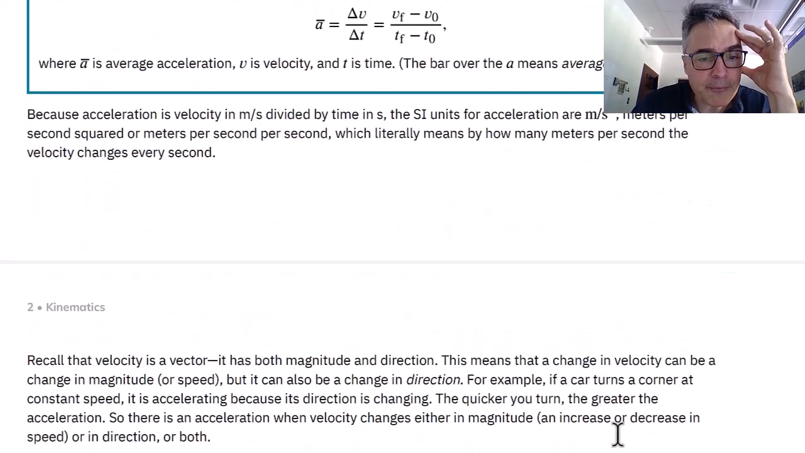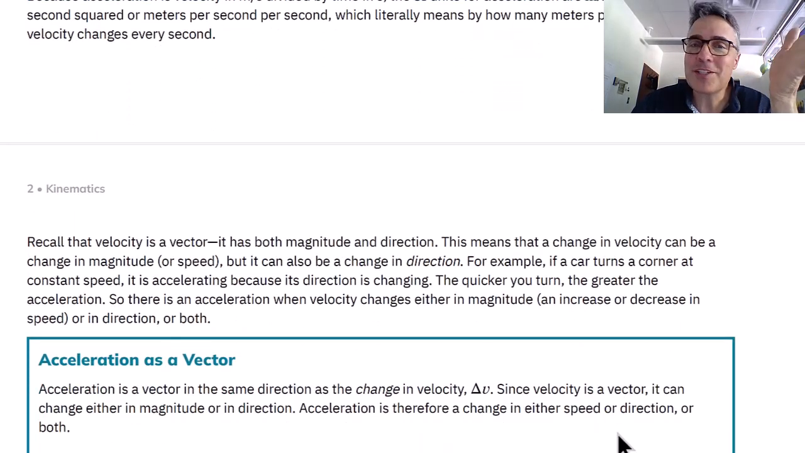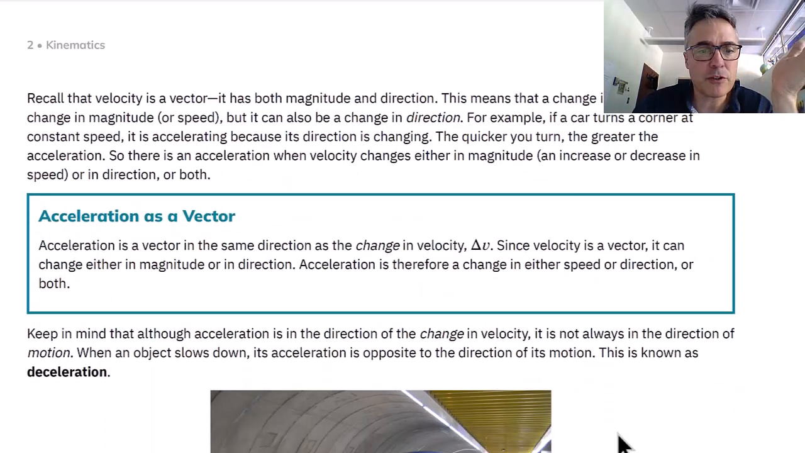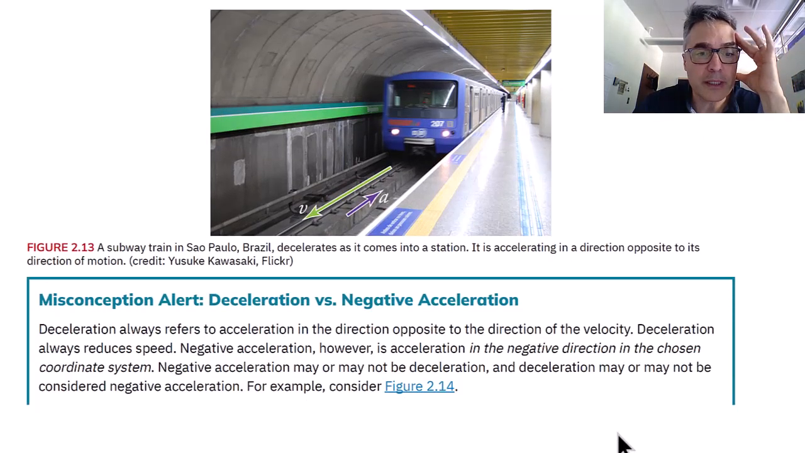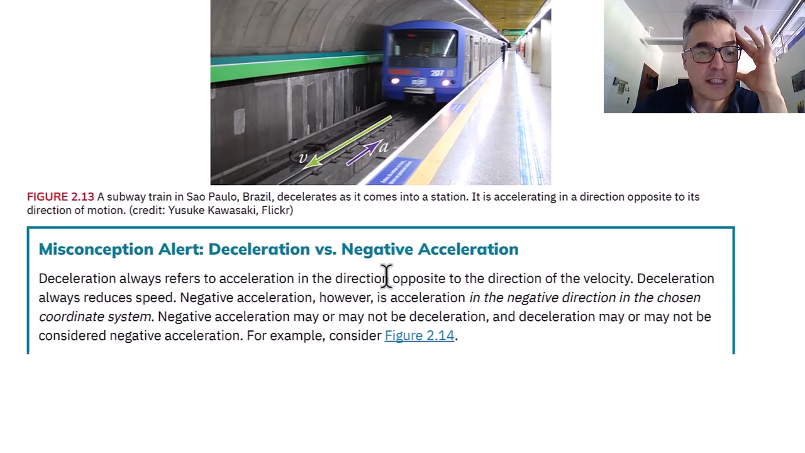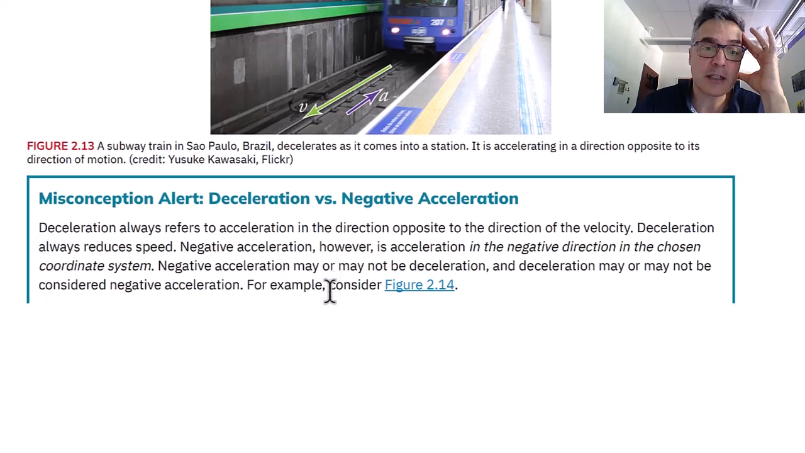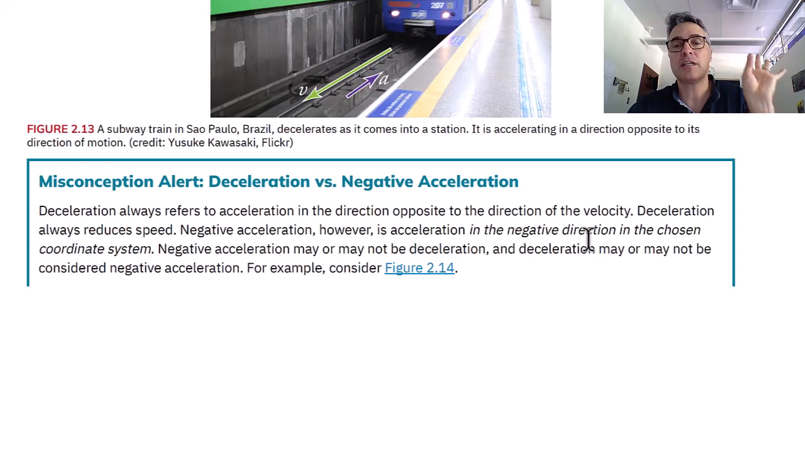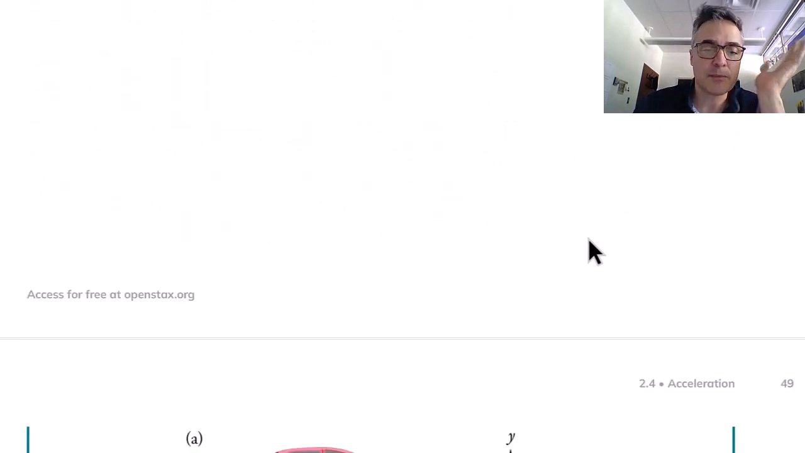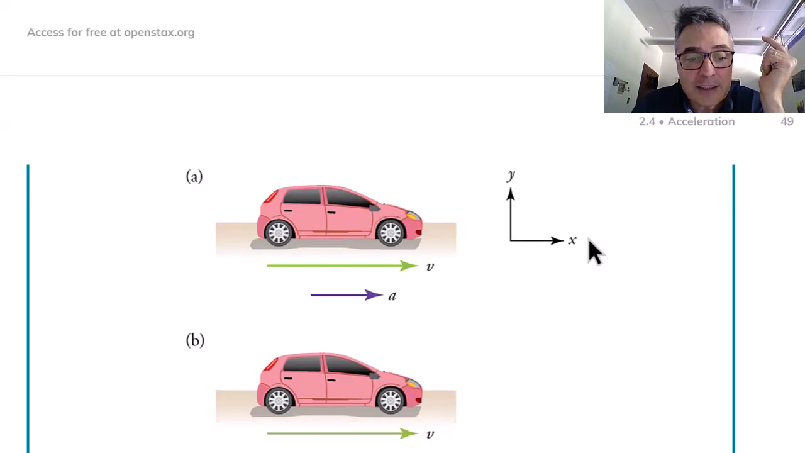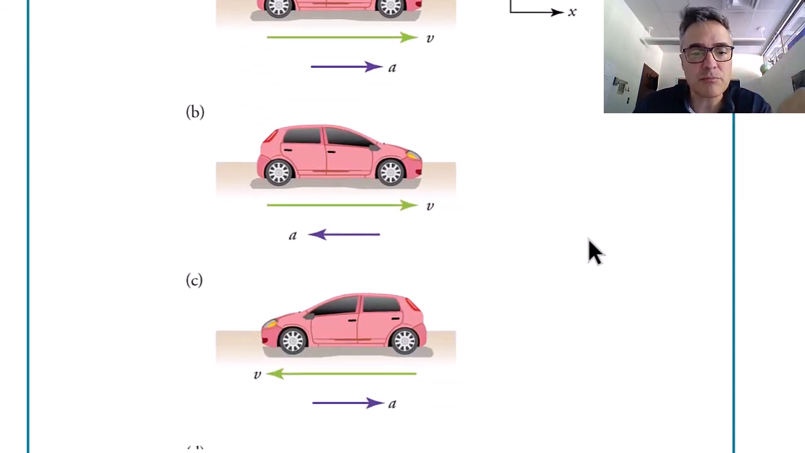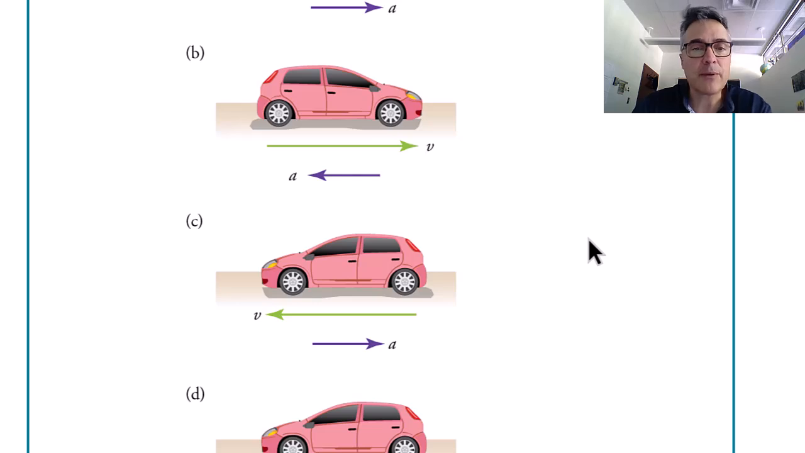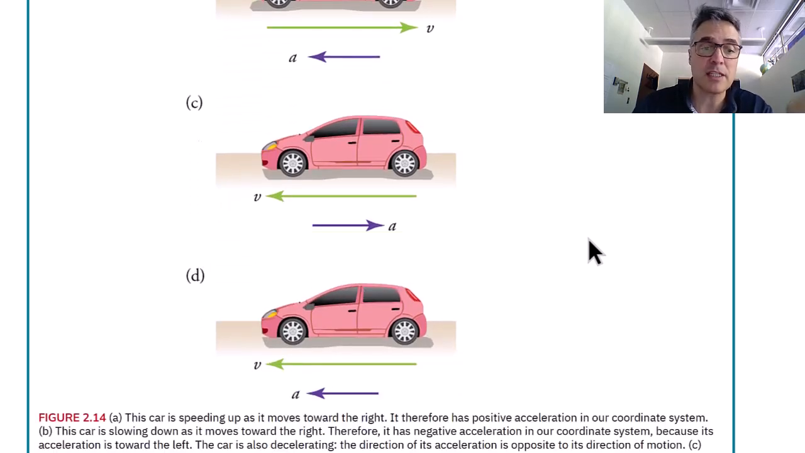So again, watching these pre-class videos is not a substitute for doing the reading, and this is very, very important today. I really encourage you to read this section, misconception alert, deceleration versus negative acceleration. That's important. This all depends on which way you define plus. Something can be decelerating and have positive acceleration, and these are some different examples of acceleration in various different directions and velocity in different directions.